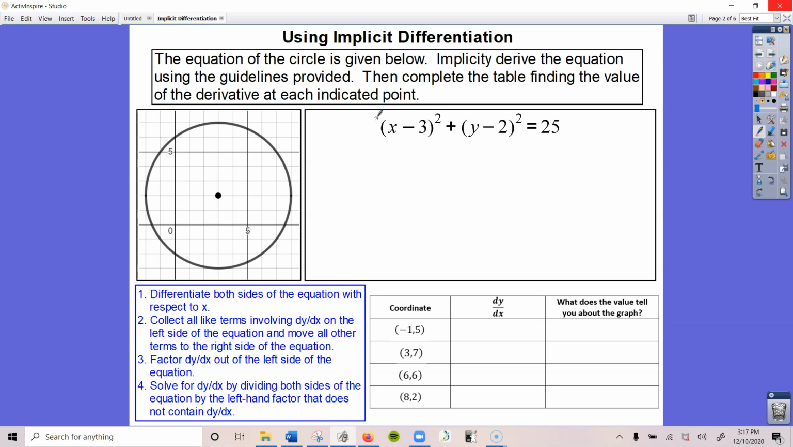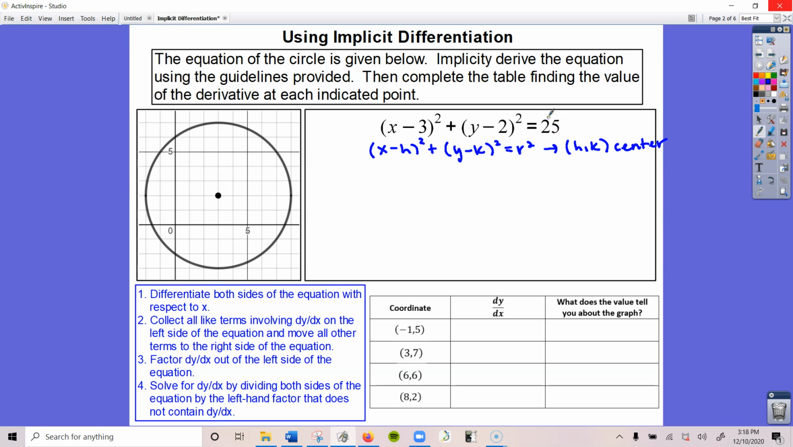So here we have the equation of a circle. Now, just so you understand where this equation comes from, the equation of a circle is this: x minus h squared plus y minus k squared is equal to the radius squared, where h and k is the center of the circle. So in this equation, we have the center of the circle at 3, 2, which you can see is on the graph.